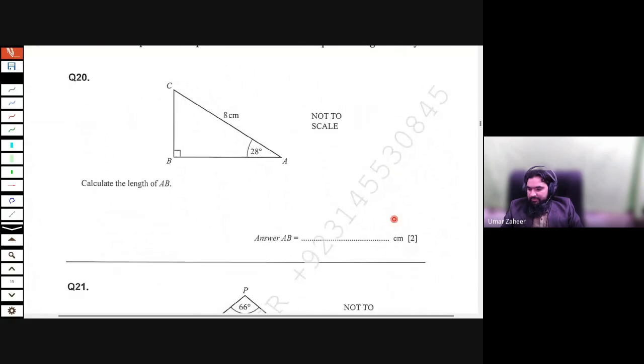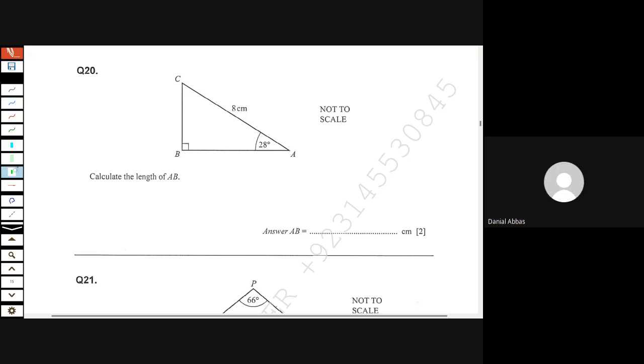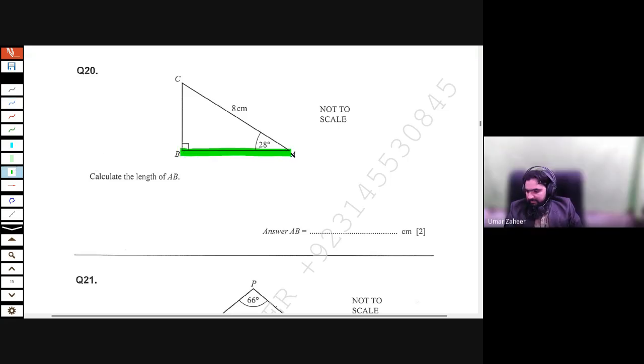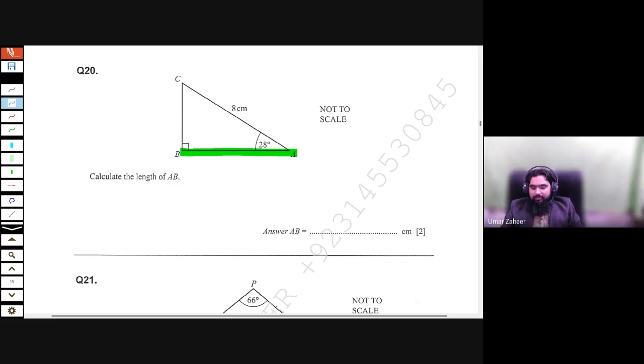Yes, Daniel, you have to tell me about this one. We have a right angle triangle. We have one side, we have the angle, and we have to find AB. This side we have to find. We have to go for Pythagoras or trigonometric ratio. So I think trigonometric ratio. Yes, we have to go for trigonometric ratio.